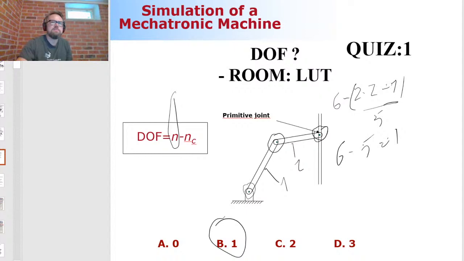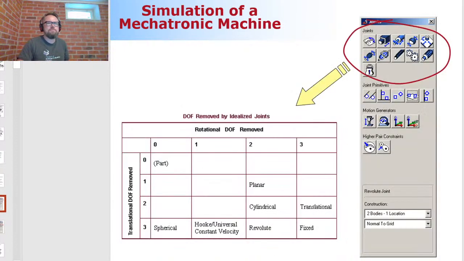This is correct. This is not kinematically driven. 2 would be too much. There are 2 moving bodies, but nothing like that, nothing else. There are 3 different kinds of constraints, but that's not the number of degrees of freedom. Okay, with that, we're gonna move on.